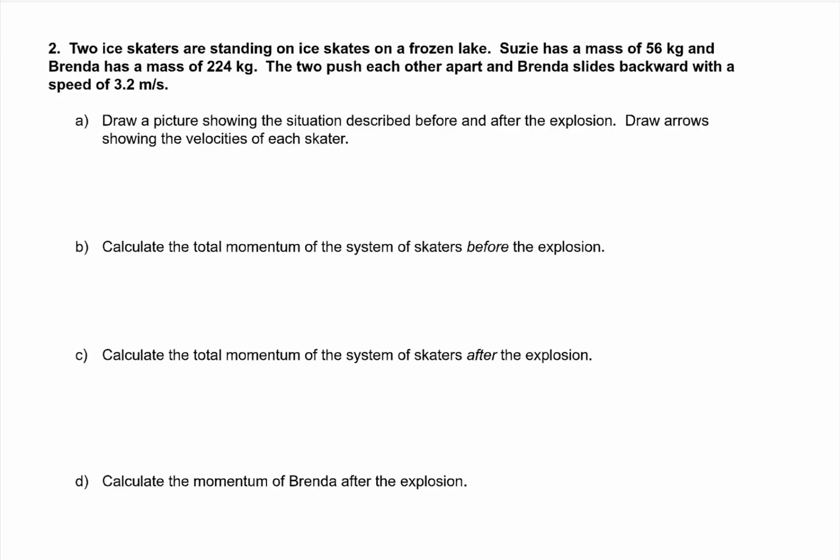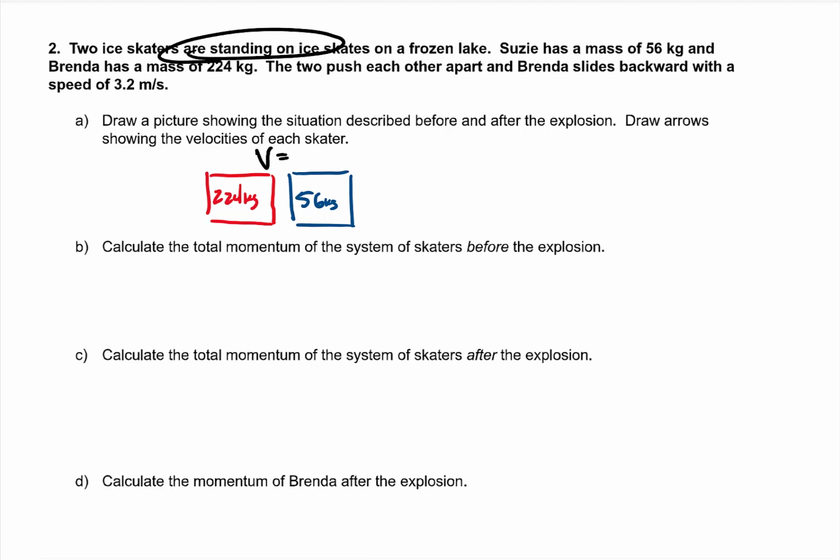All right, we have two ice skaters now. We have Susie and we have Brenda, and they're going to push each other apart, and Brenda's going to slide backward with a speed of 3.2. So they start off standing together on a frozen lake. So we have Brenda standing at 224 kilograms. Susie is standing, her mass is 56 kilograms. And since they're both just standing on ice, their velocity is going to be 0. That's our before.